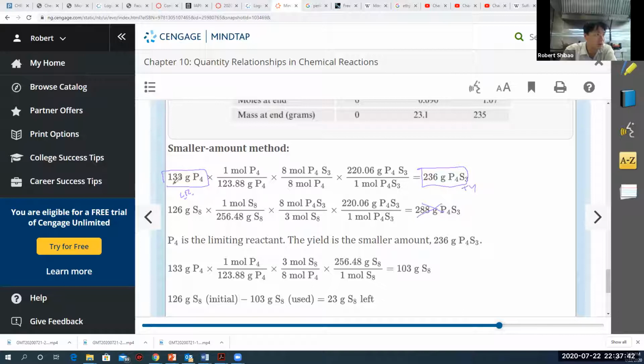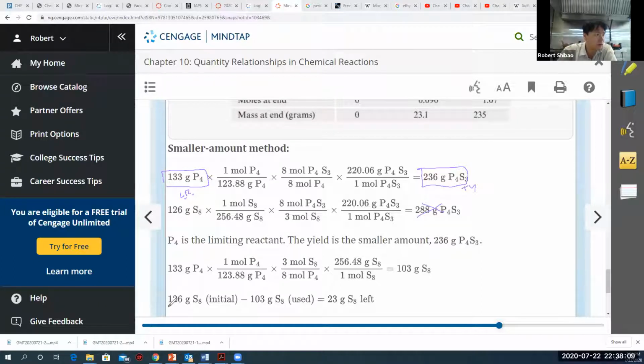We're going to have no leftover phosphorus. So how many grams of sulfur are left over? We'll calculate. How many grams of phosphorus are left over? 0. Limiting reagent is completely used. So 0 grams of phosphorus left over. This is white phosphorus, by the way. White phosphorus is not so stable. The yield is the smaller amount, 236 grams, and then we calculate how much is left over.